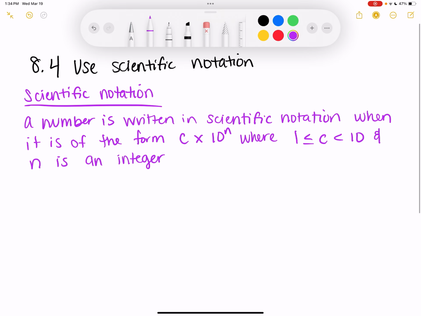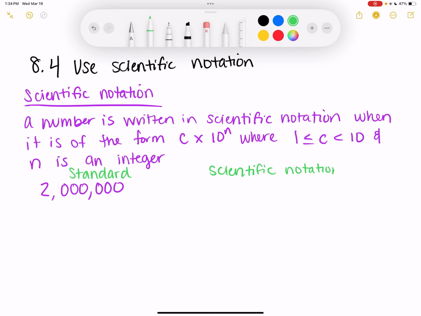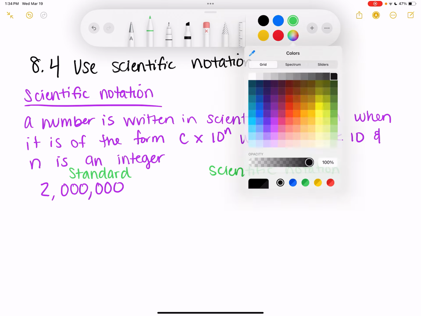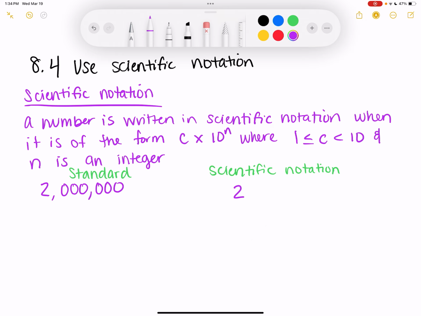So, if I had the number 2 million, so 2 with 6 zeros, obviously that's a pretty big number to have to write. But I could write it in scientific notation. This is standard form, but in scientific notation, it is 2 times 10 to the 6th.